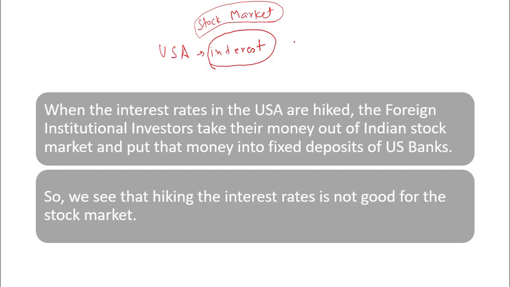But when the interest rate in the United States of America increases, the wealthy individuals and companies which were investing in the Indian stock market will now take the money out of the Indian stock market and deposit it in banks of the United States of America. Why? Because now they are getting very good interest rates in the USA, right? So they will take the money out of the Indian stock market. So now we see how interest rate even in a foreign country can impact the stock market of our country.